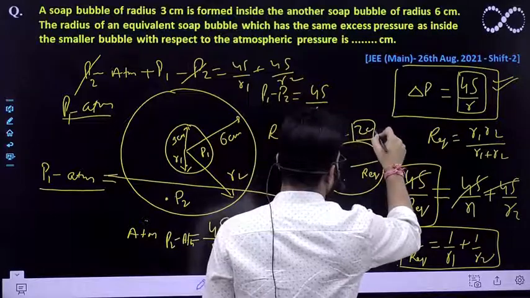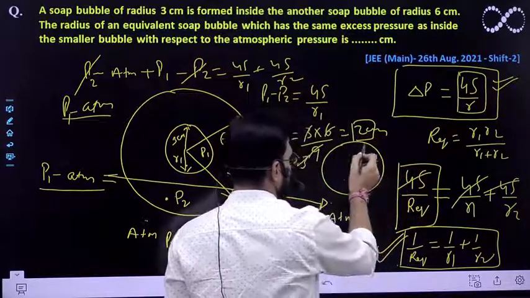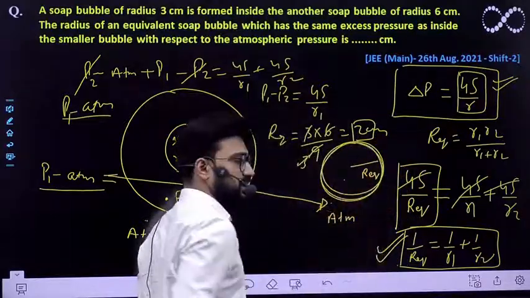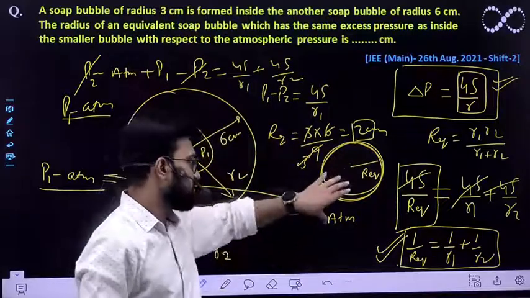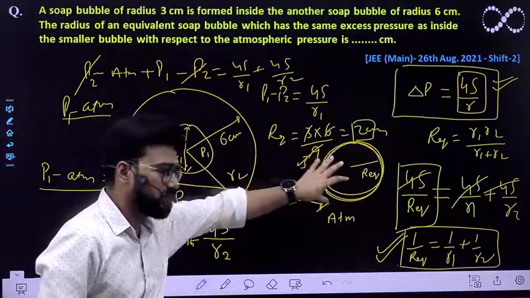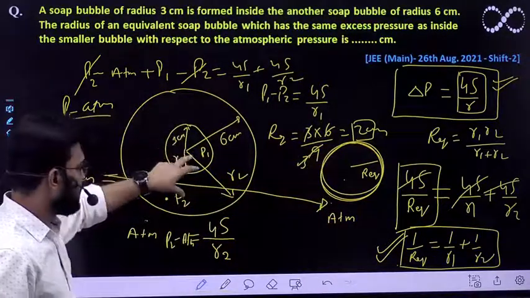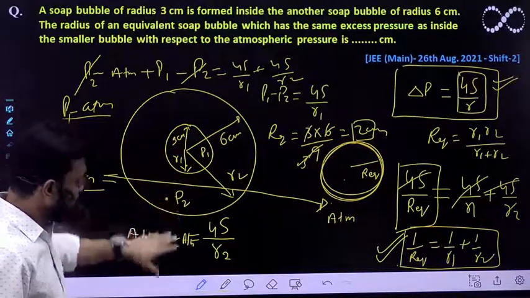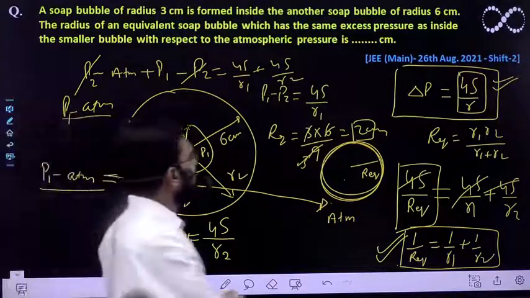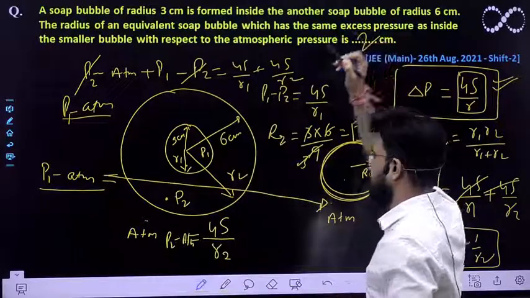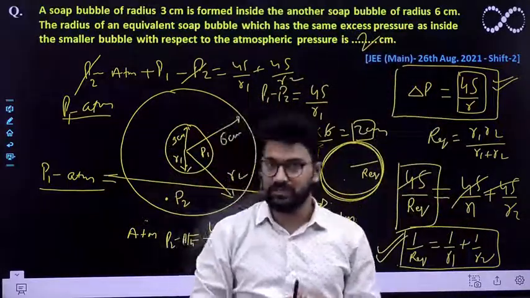So 2 centimeters should be the radius of this bubble, so that the excess pressure as compared to the atmosphere is equal to the excess pressure inside the smaller bubble in this situation. So the answer would be 2 centimeter. I hope this question is also clear to you. Thank you.